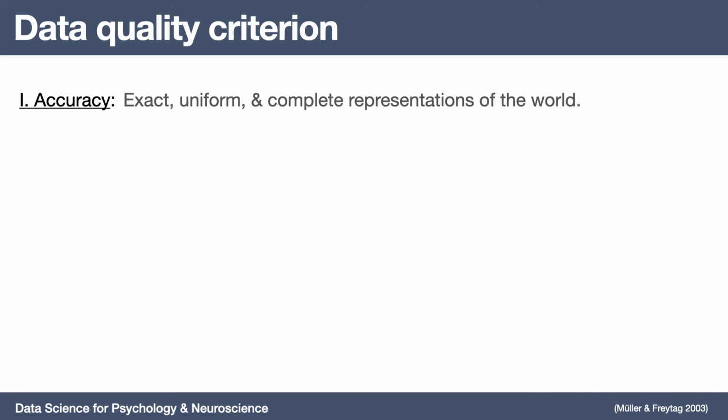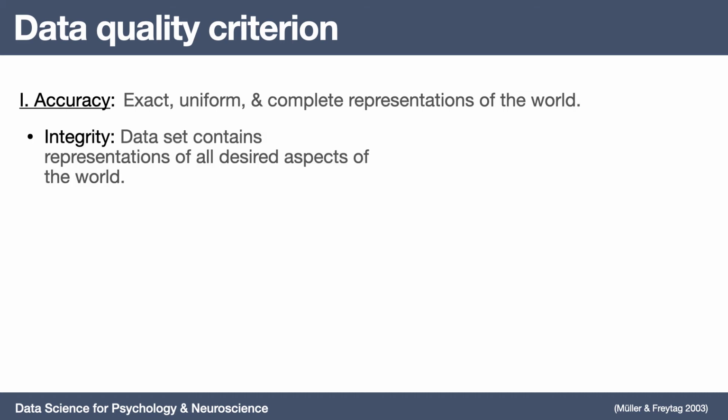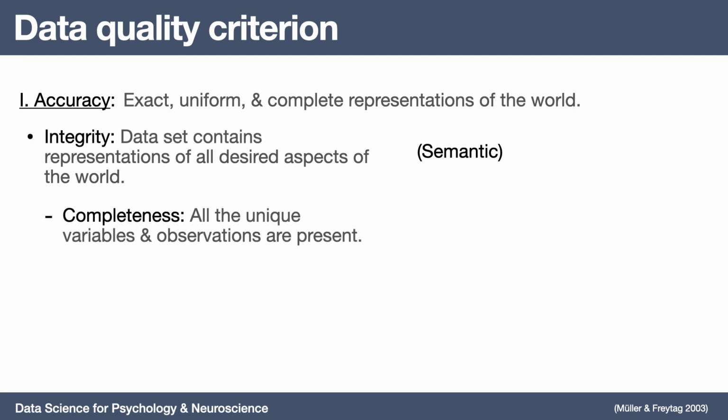Under accuracy, you can have things like integrity criteria, determining whether or not the dataset contains representations of all the desired aspects of the world. So these are impacted largely by semantic anomalies. Integrity type criteria can include completeness, which is a measure of the uniqueness of variables and observations that are present. You can also have validity, which measures whether or not you have contradictions or invalid tuples.